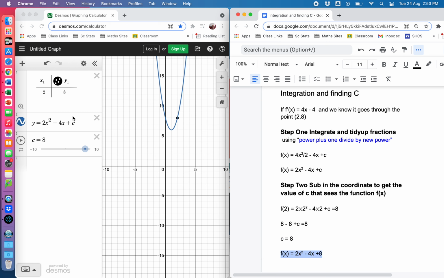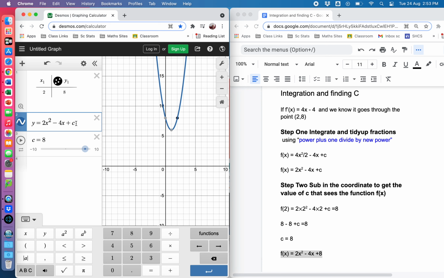Now over here, that would be the equivalent of going back on there and just saying, oh, it's 8. I wouldn't need the slider because I've got the solution, because that equation has that as its gradient function. If I differentiate it, I get that. And it goes through 2, 8. So I've satisfied it. Okay?